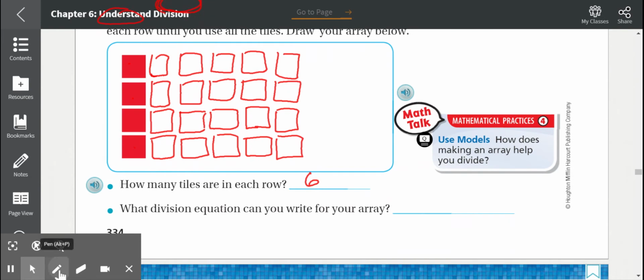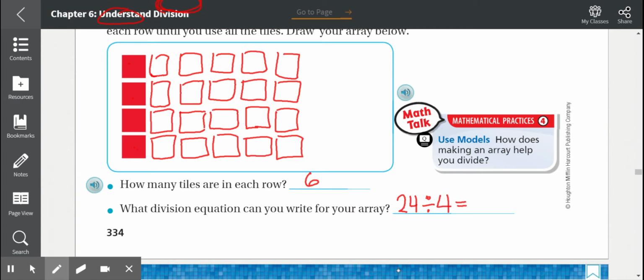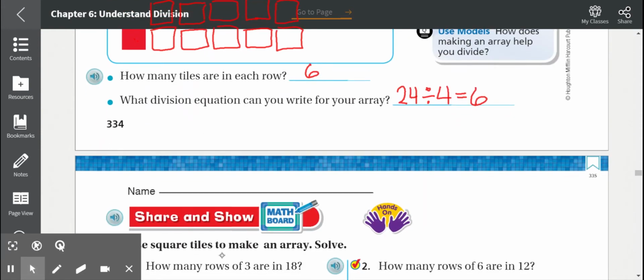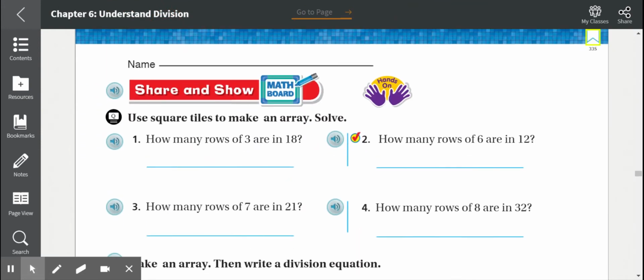The next question is, what division equation can you write for your array? Well, we had 24 and we divided it into how many groups? 1, 2, 3, 4. Equals how many are in each row? 6. 24 divided by 4 equals 6. Okay, let's turn the page.